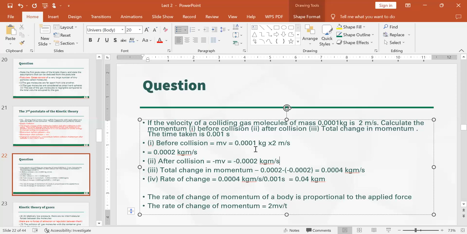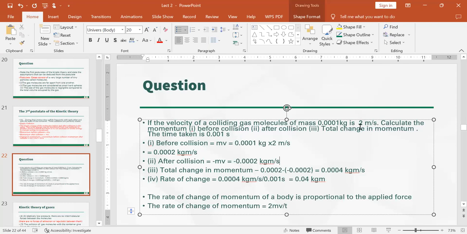So, sir, can you go back a little? I didn't get these calculations at all. Ask me a question. Is it the calculation that you want to know? Yes, sir. But do you know what momentum is? You can't get the calculation here without following the question. Do you know what momentum is? No, sir. Okay, momentum is defined as mass times what? Velocity. Right? Yes. Okay. So now look at the question very well. If the velocity of a colliding gas molecule of mass, the mass is what here?